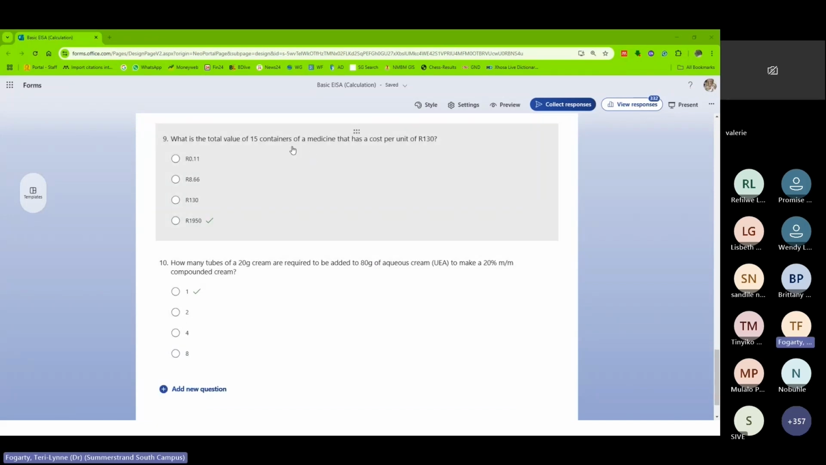And this is just a cost, 15 times 130, to give you the total amount. So there's no trick or analysis here.